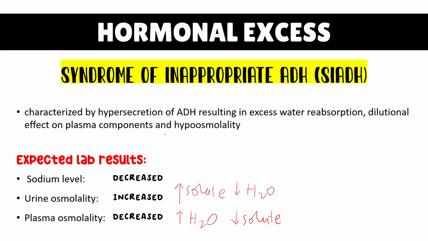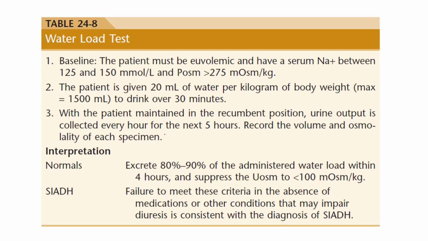And in terms of the test, it is the opposite of water deprivation, kids. So it is not really that difficult to remember: water deprivation for DI, then water loading test for SIADH. Normally, around 80 to 90% of the water load should be excreted within 4 hours. But if we have SIADH, it will fail to meet this criteria, in the absence of medication or other conditions that may impair diuresis, which is consistent with the diagnosis of SIADH. So literally, we are just giving water here. The patient is given 20 ml of water per kilogram of body weight, maximum of 1,500 ml, to drink over 30 minutes. With the patient maintained in the recumbent position, urine output is collected every hour for the next 5 hours.